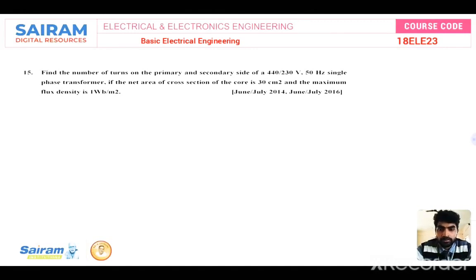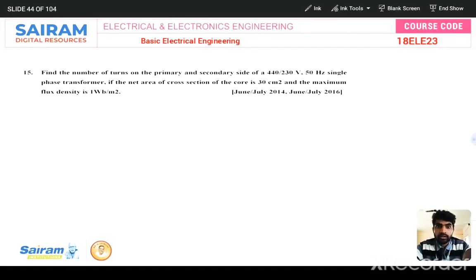Find the number of turns on the primary and secondary side of a 440 volts, 230 volts, 50 hertz single phase transformer. I'll just draw the diagram for your reference. If you want, I'll draw the complete constructional part. Otherwise, I'll draw only the symbolic representation. For this problem, I'll draw the constructional transformer connection, and in the next problem I'll draw the symbolic representation. This question appeared in 2014 and in 2016. They have not changed even the data, right?